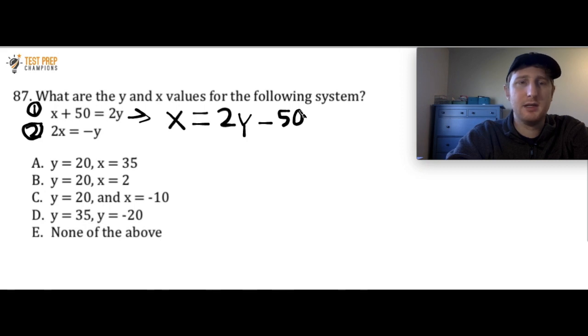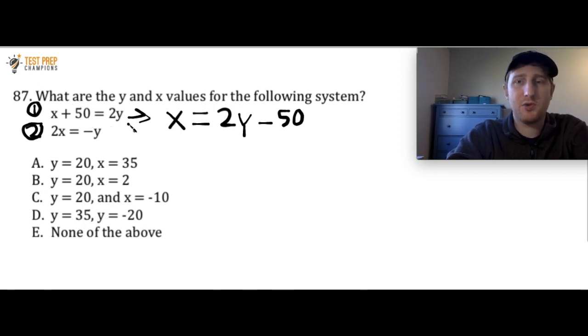So again, let me just recap this here. I have x plus 50 equals 2y. So I'm going to start with this first equation here, and I want to solve it for x. In other words, I want to get x by itself on one side of the equation. And since it's x plus 50, I want to subtract 50 because the 50s will cancel out. But whatever I do to one side, I also have to do to the other side. So that's how I ended up with x equals 2y minus 50.